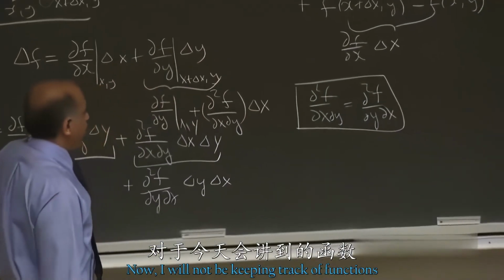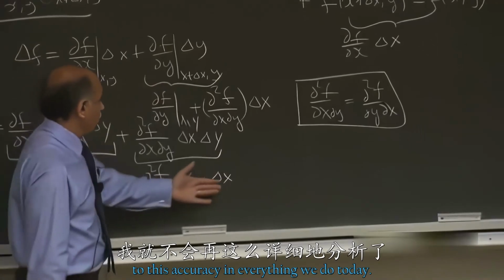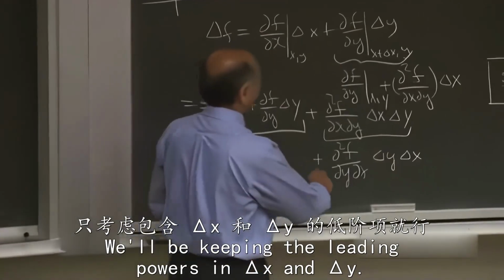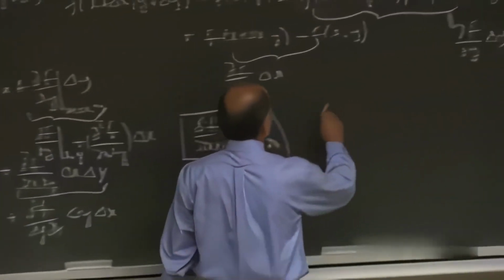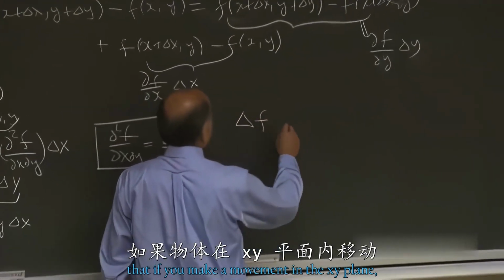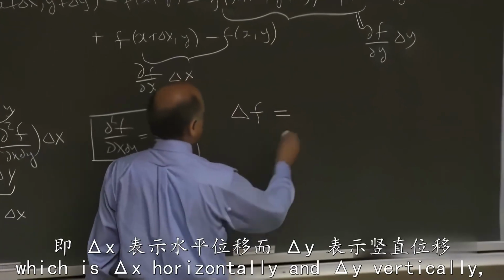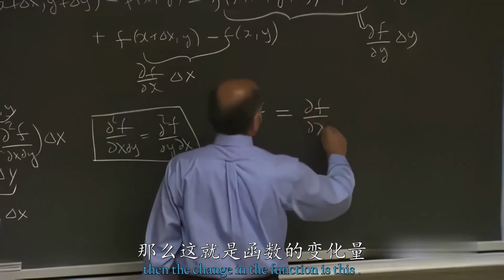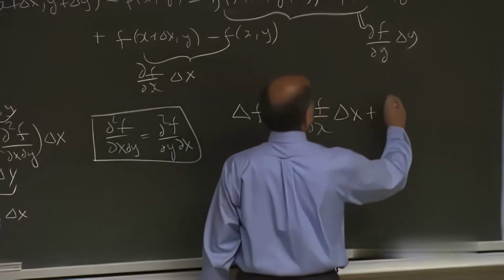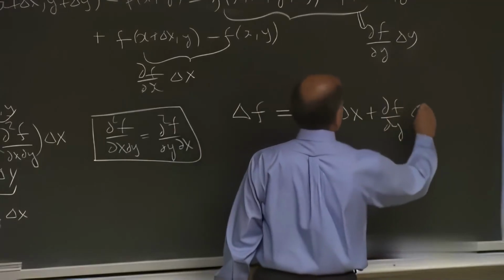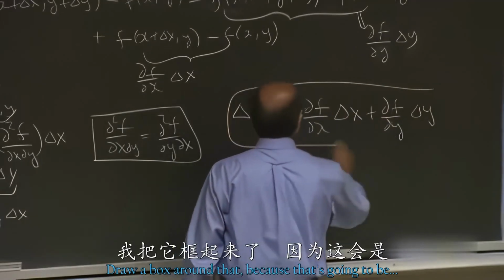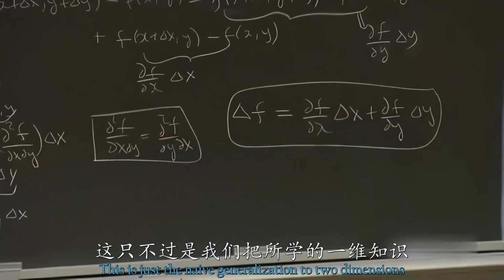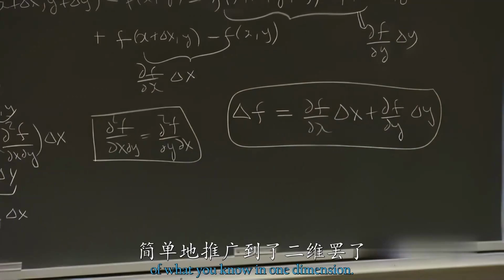Now, I will not be keeping track of functions to this accuracy. In everything we do today, we'll be keeping the leading powers in delta x and delta y. So you should bear in mind that if you make a movement in the xy plane, which is delta x horizontally and delta y vertically, then the change of the function is this. We draw a box around that because this is just the naive generalization to 2 dimensions of what you know in 1 dimension.